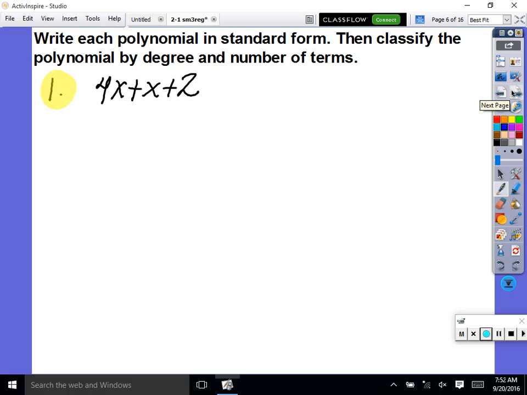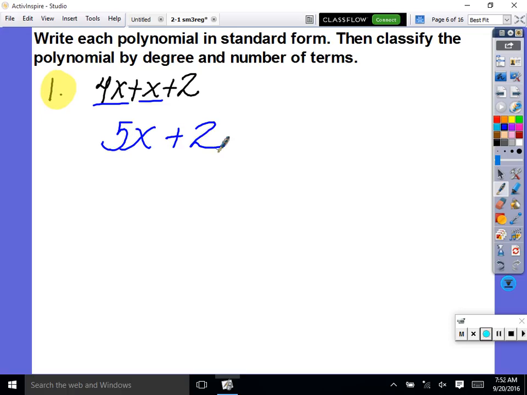Let's do number 1. So notice, before you can name a polynomial, you first have to write it in standard form, which means all like terms combined, highest degree to lowest degree. So let's do number 1 together. Just write each polynomial in standard form, then classify the polynomial by degree and by number of terms. So what can we combine here? 4x plus x, which is 5x. I like that I didn't hear 5x squared, right? We're not multiplying these things. That's the only time we add exponents. So 4 apples plus 1 apple is 5 apples. 4x plus 1x is 5x plus 2.